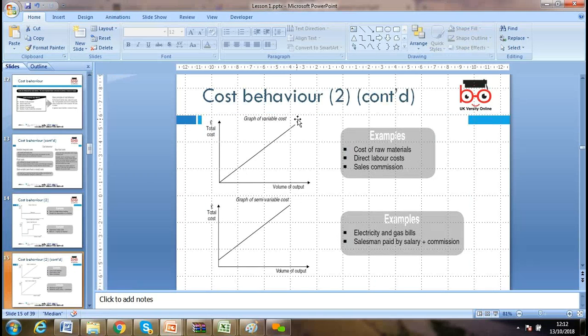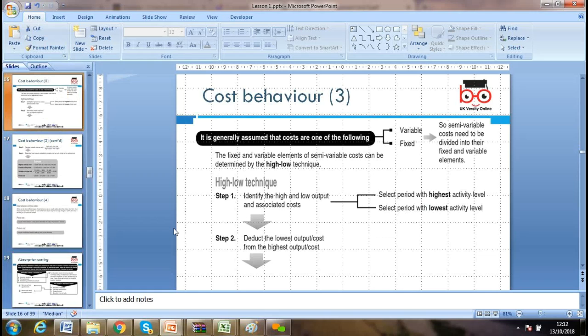Variable cost is the cost which keeps changing. The graph of semi-variable cost shows a fixed and a variable cost together, which is called semi-variable cost. So when we use semi-variable cost in a product, we've been given the total cost and we need to know how much is fixed and how much is variable.